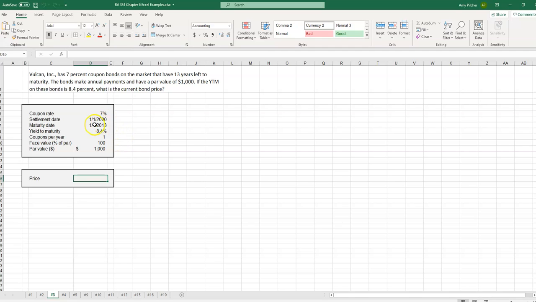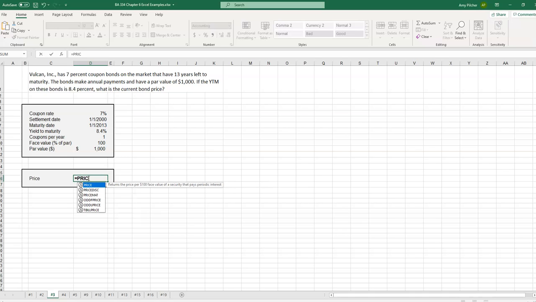For the settlement date and the maturity date, we can use any dates as long as they are 13 years apart. Excel doesn't care about it being a specific date. When Excel does the calculations, it does the calculation for the span of time. So as long as whatever date you put in the settlement date and whatever date you put in the maturity date are the length of the bond to maturity, Excel will do the calculations for you.